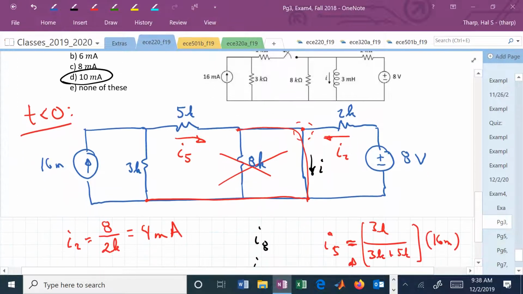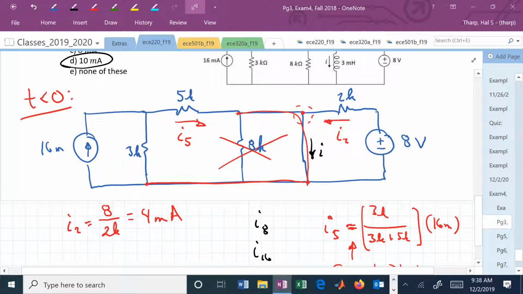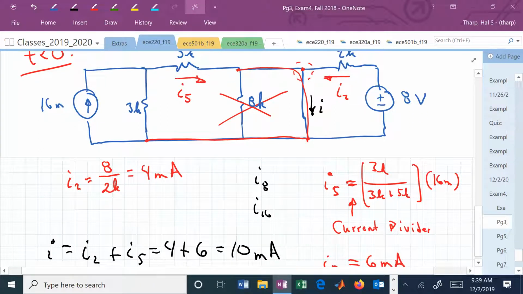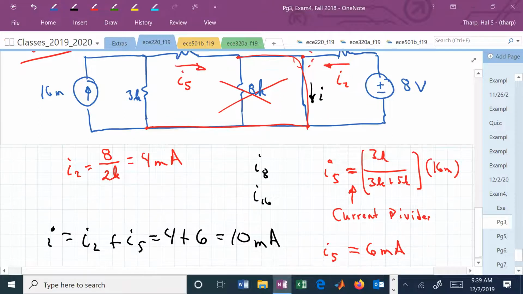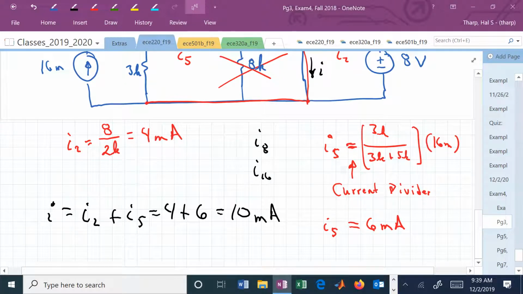That one was kind of tricky in terms of figuring it out. But if it really messes you up, say, wait a minute, I've got 2 sources. Let me just treat each one independently. I can use superposition and add up my results. If this analysis made you feel uncomfortable, just say, forget the 16 milliamp source and let me just solve it for the 8 volt source. Oh, I is 4 milliamps for that situation. Then let me forget the 8 volt source, zero it out, and now I just have 6 milli coming through I because all the current is going through that shorted path.